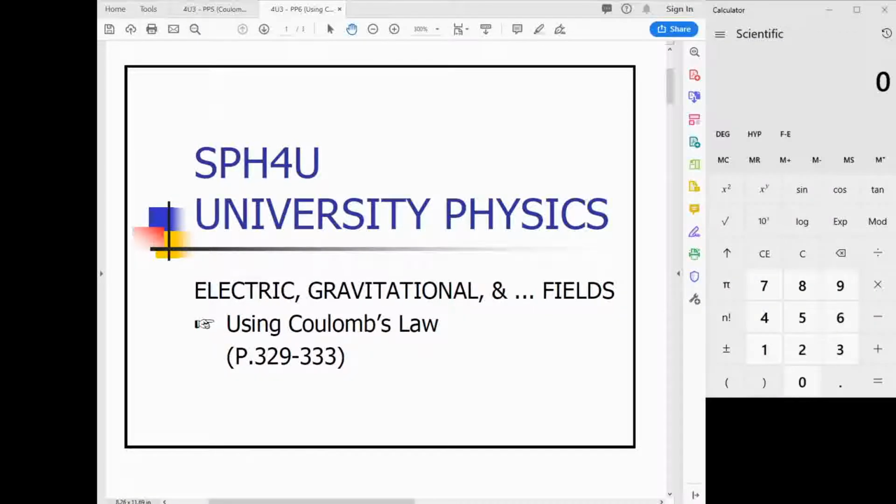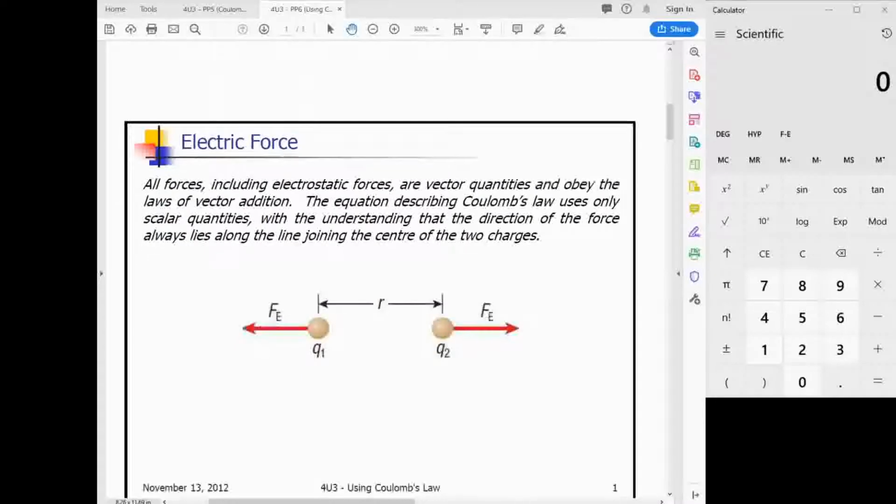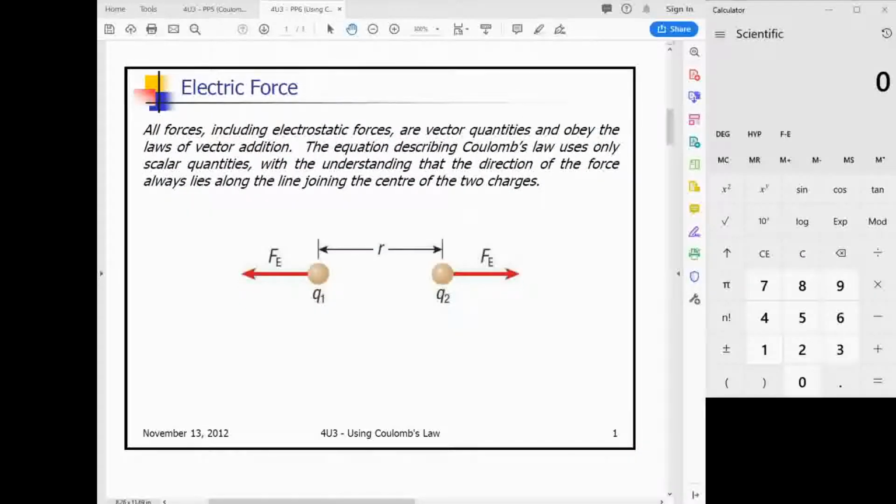So this lecture is using Coulomb's law. It's a continuation of the previous one, but now we're going to look at the superposition principle, and we're going to look at electrostatic forces in 2 dimensions rather than just 1 dimension. So it says here that all forces, including electrostatic forces, are vector quantities and obey the laws of vector addition.